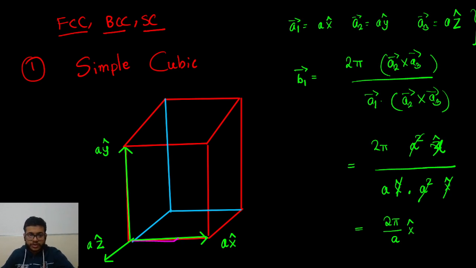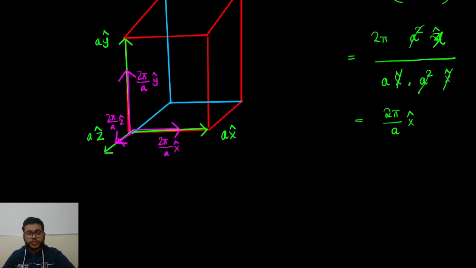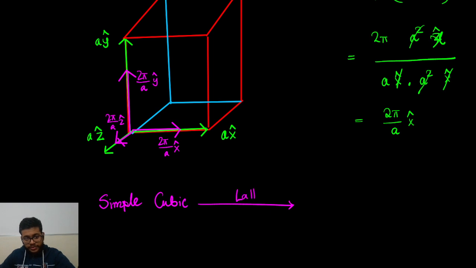So it will be, let's say, 2 pi by a. This will be b1, this will be b2, and this will be b3: 2 pi by a x cap, 2 pi by a y cap, 2 pi by a z cap. So if you Fourier transform the simple cubic lattice, it will remain a simple cubic lattice. In reciprocal space, it will remain a simple cubic lattice.